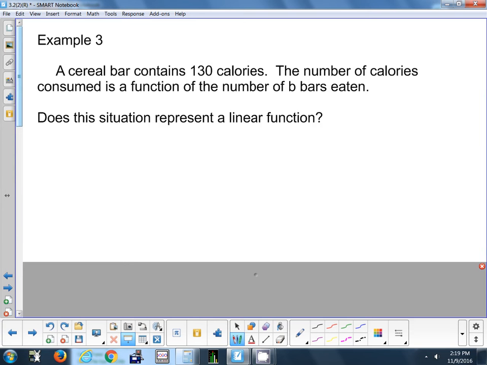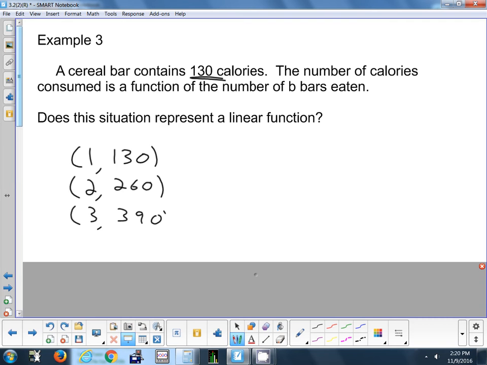130. Does that ever change? No. As long as you keep eating the same candy bars, that is always going to stay the same. So if you eat one candy bar, how many calories do you get? 130. What if you ate 2 candy bars? How many calories would that be? 260. What if you ate 3 candy bars?